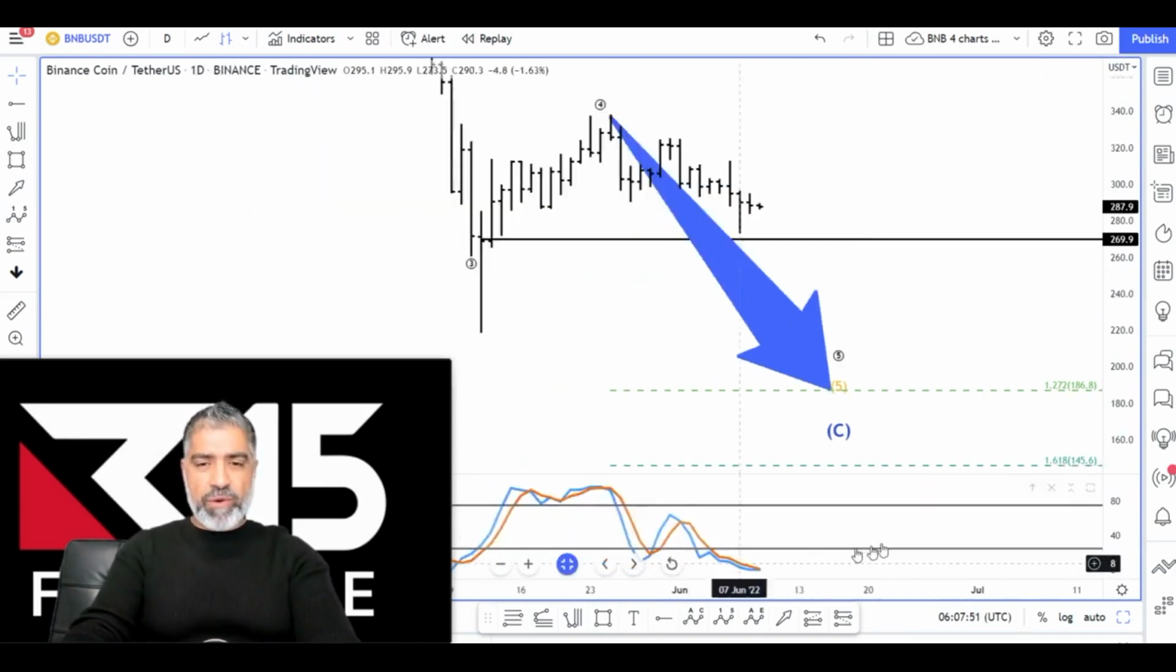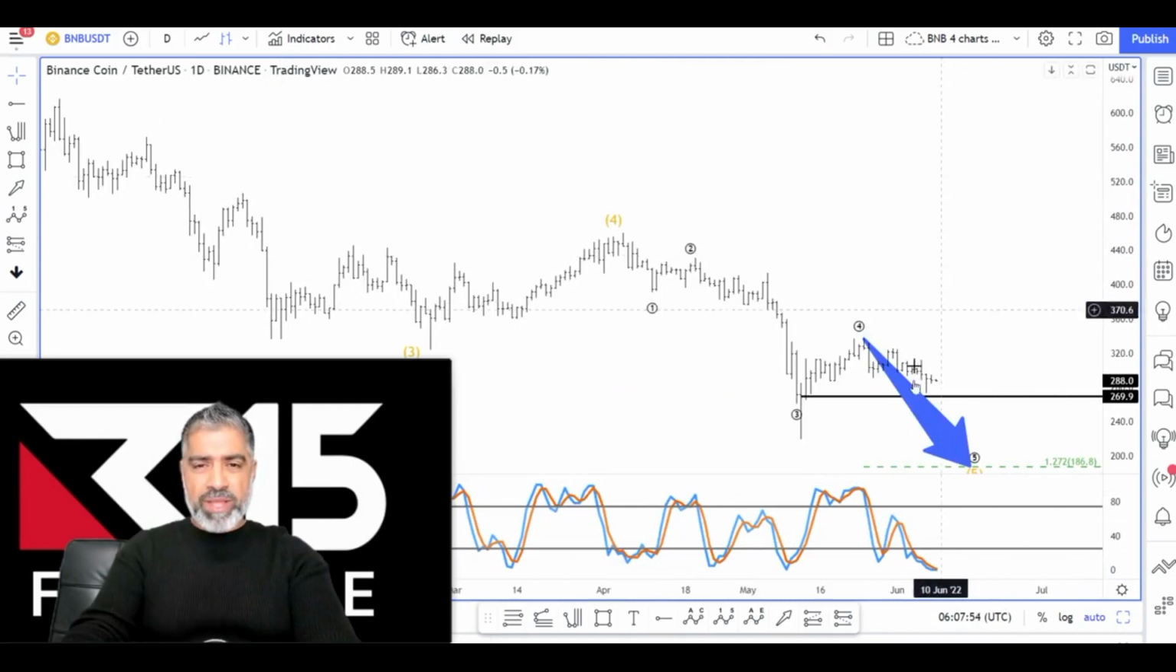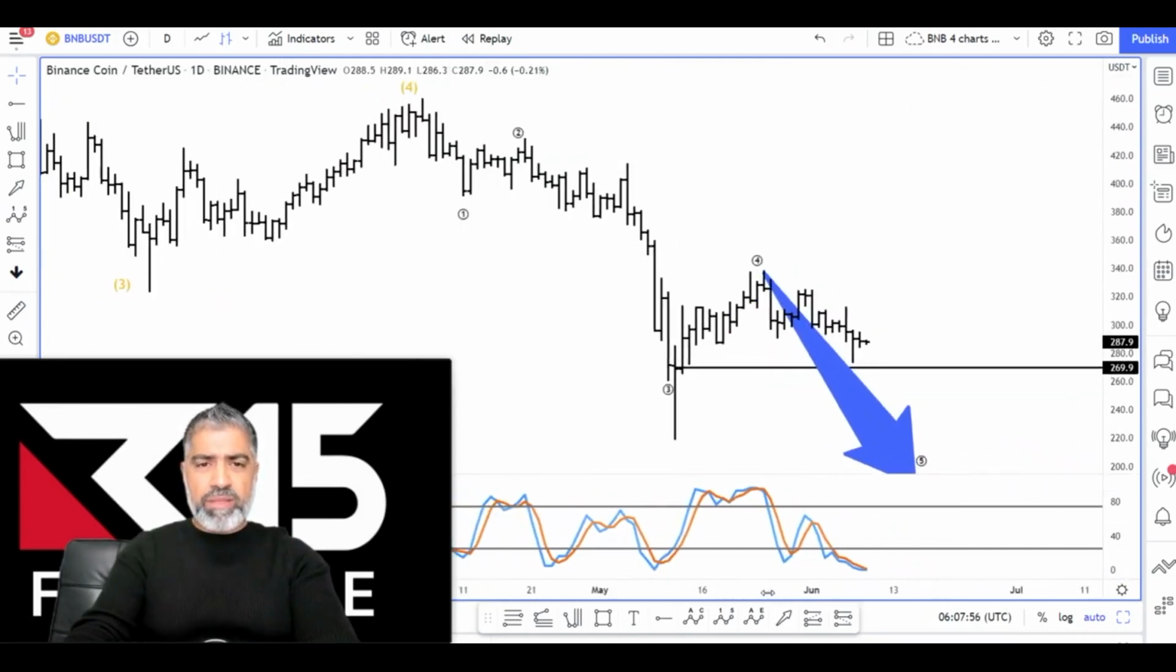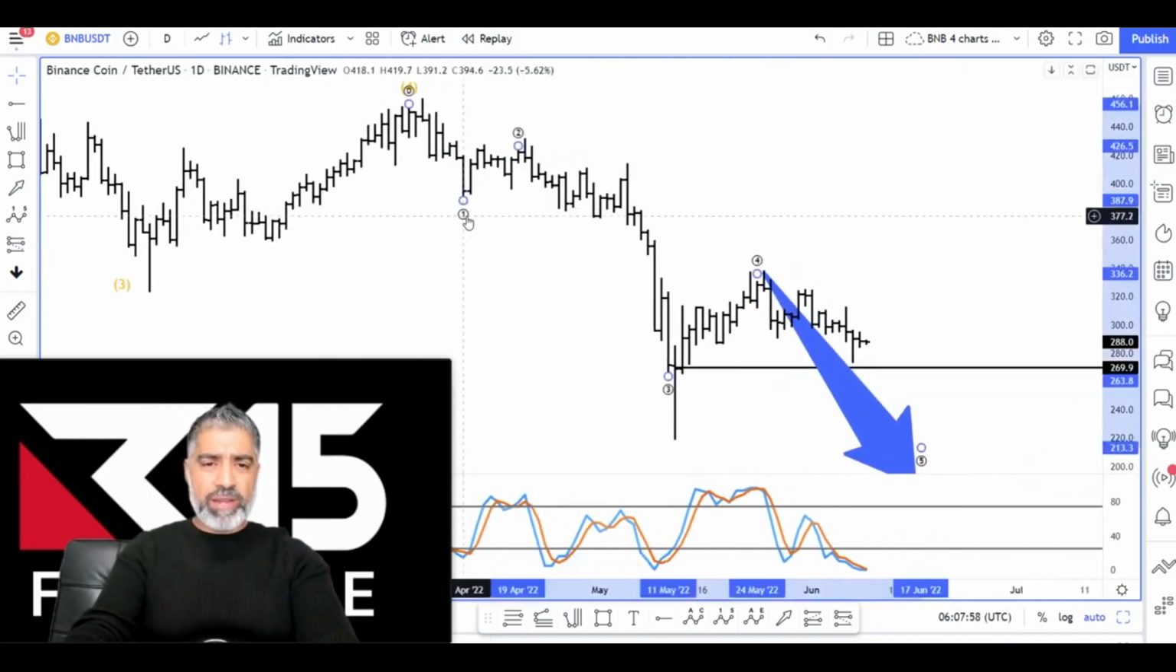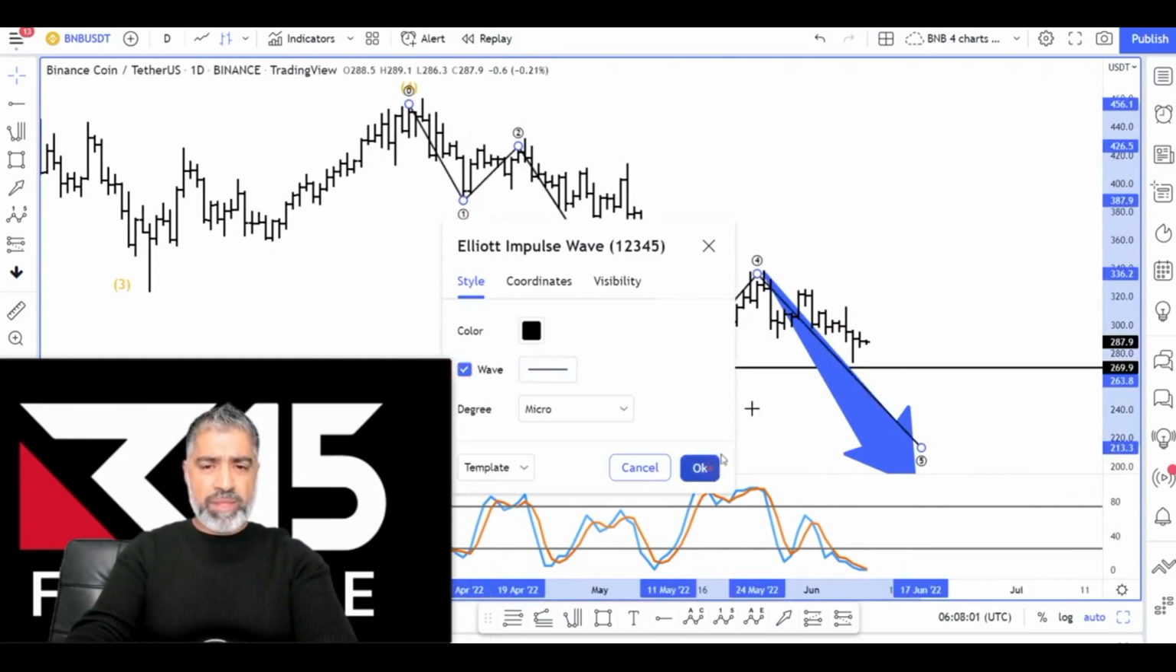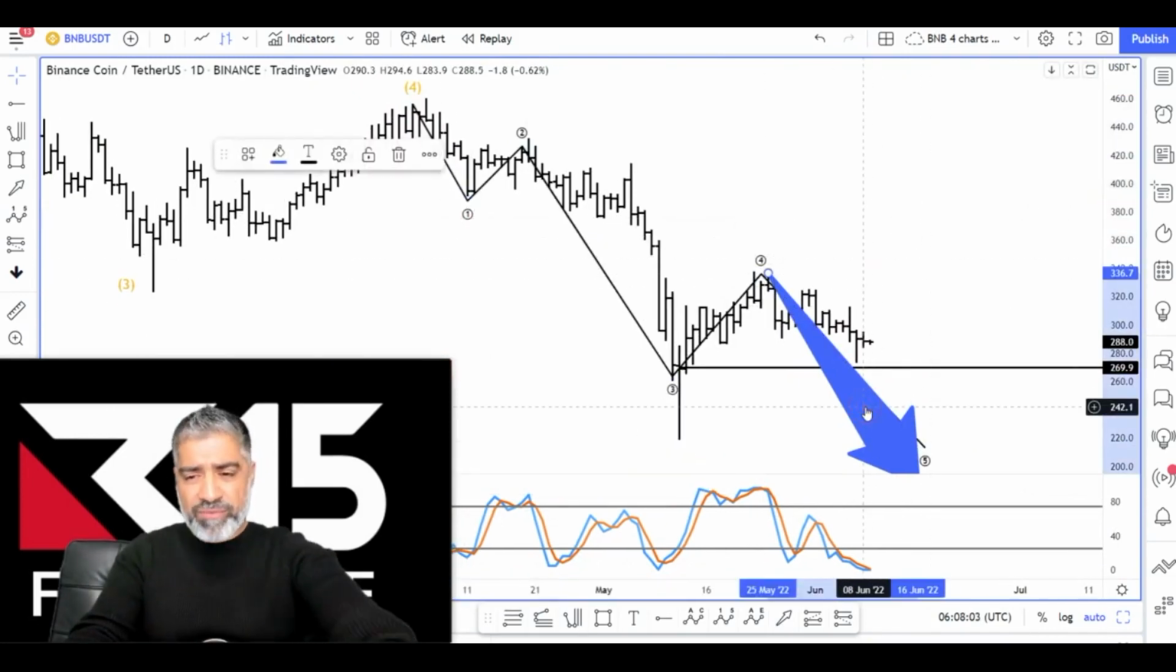So today we're really focused on this 5-wave count, and it looks like it's unfolding quite nicely. And you want to be able to spot these 5-wave patterns.